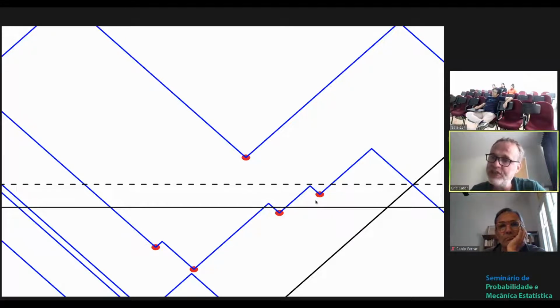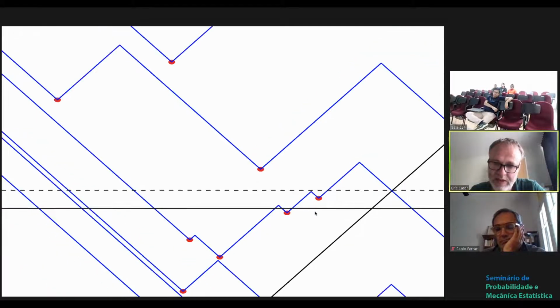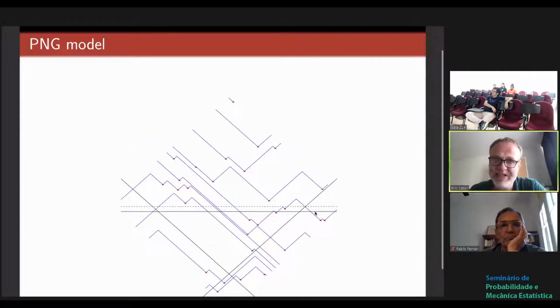Now, so there's annihilation and there's creation of these pairs. And once they are there, they move in a deterministic fashion, either to the right or to the left. Well, of course, it's basically the same model.